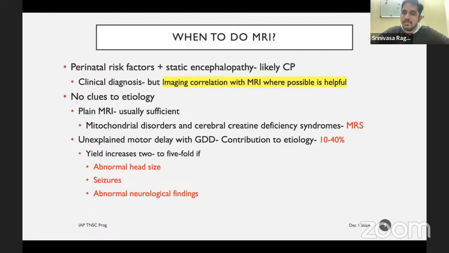In cerebral creatine deficiency syndrome, there will be an absent or a very low creatine peak. So, in a child with unexplained motor developmental delay or global developmental delay, if the child has associated microcephaly or macrocephaly, associated epilepsy, or associated abnormal neurological findings, an MRI is definitely likely to give a yield. But if the child has normal head size, no epilepsy, and normal neurological findings, then the contribution of MRI to the diagnosis will be very minimal.